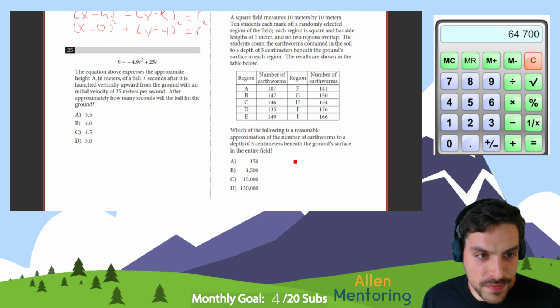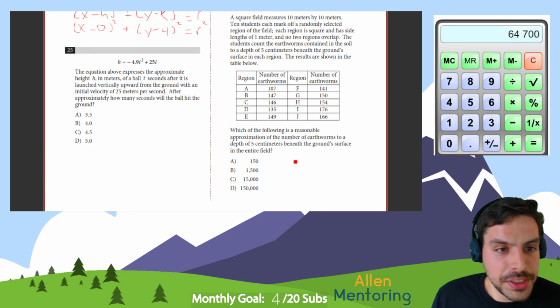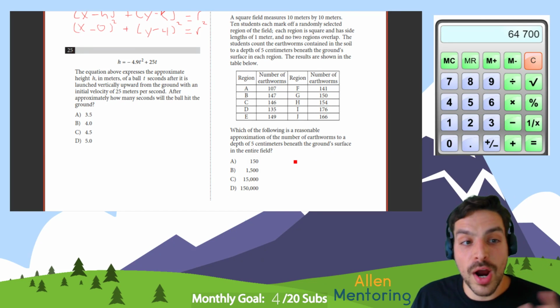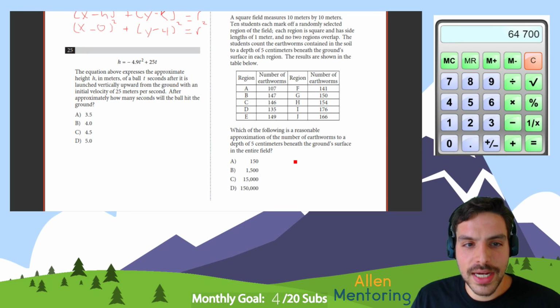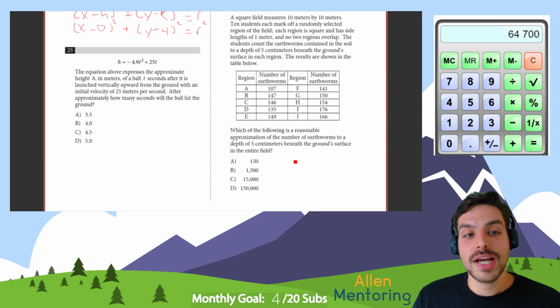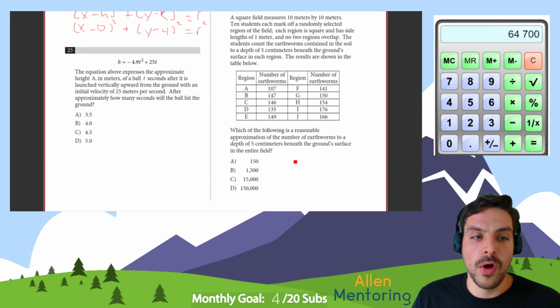All right, 25. The equation above expresses the approximate height, h, in meters of a ball t seconds after it is launched vertically upward from the ground, with an initial velocity of 25 meters per second. After approximately how many seconds will the ball hit the ground? So after how many seconds will the ball hit the ground?